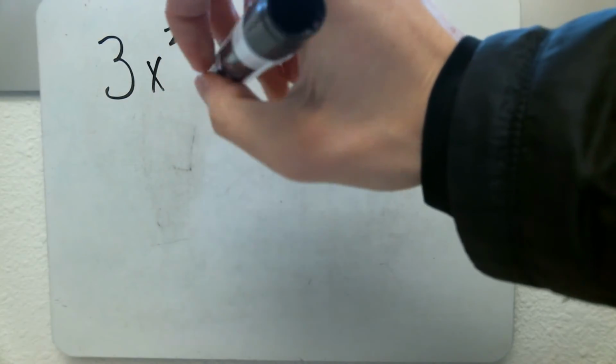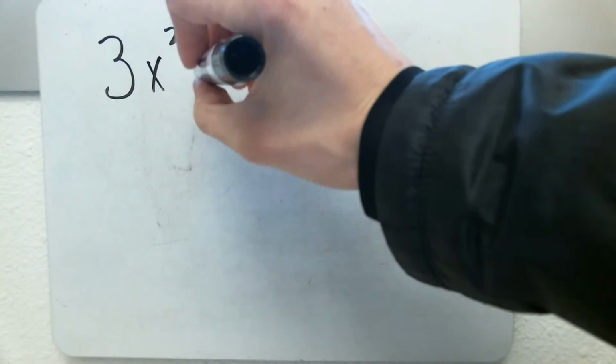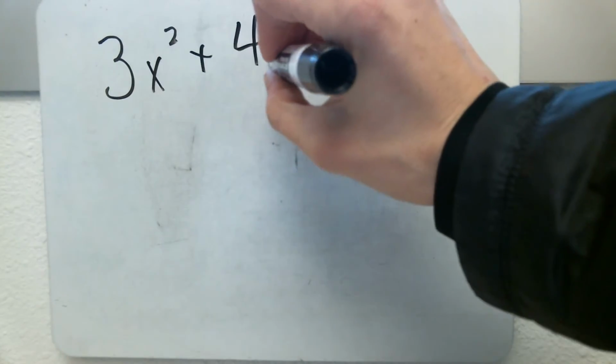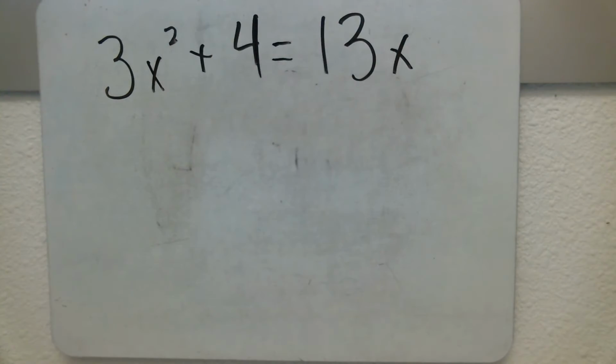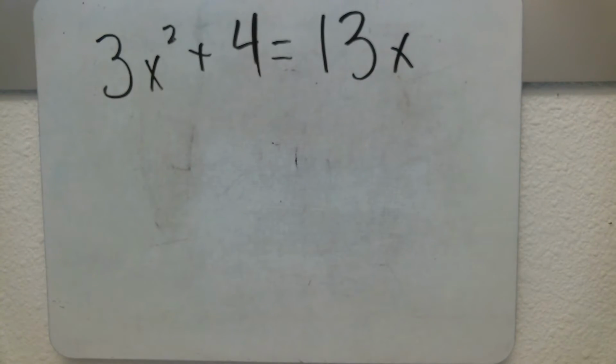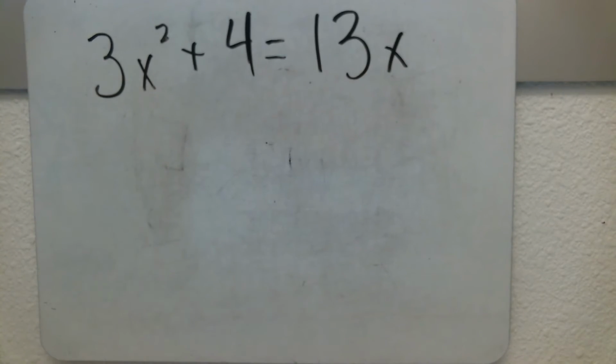Okay, the next example I'm going to give you is 3x squared plus 4 equals 13x. So this one's a little bit different, as we don't have it set equal to 0. However, we are capable of setting this equal to 0, right? We know our basic algebra.